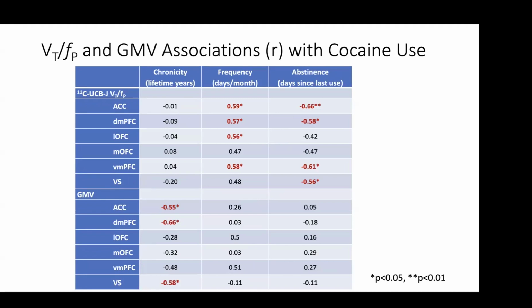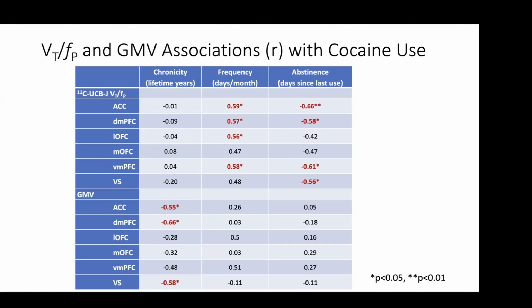gray matter volume, we saw correlations that were intuitive and similar to some of the papers in the literature. So the higher the lifetime years of cocaine use, the lower the synaptic density in the anterior cingulate cortex and dorsomedial prefrontal cortex, and also the ventral striatum. We didn't see that for the synaptic density.